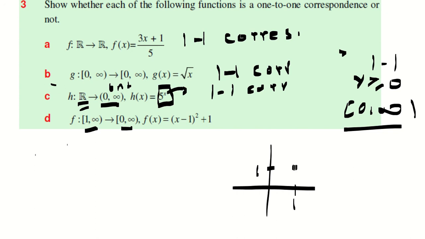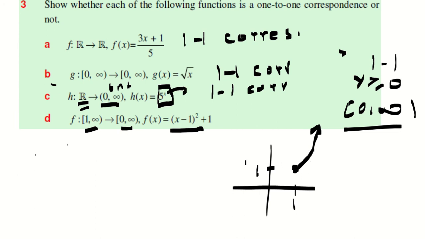Then the vertex will be here, and the parabola will be upward. This is the graph of this function, an upward parabola. But what is the domain here? From 1 to infinity means I have to remove this part. Finished. This is the graph. Only this part will be considered. Is this function one-to-one? Yes. By the horizontal line test, it will be crossed just once.